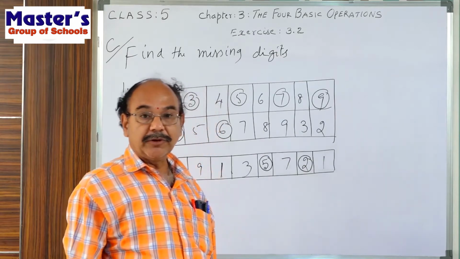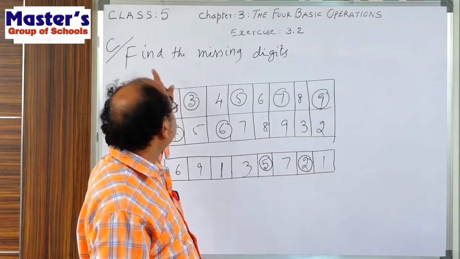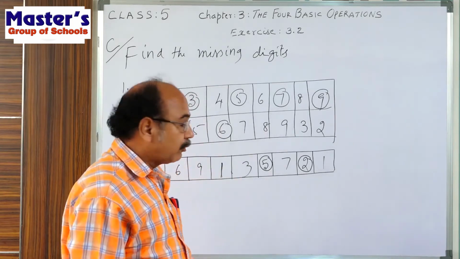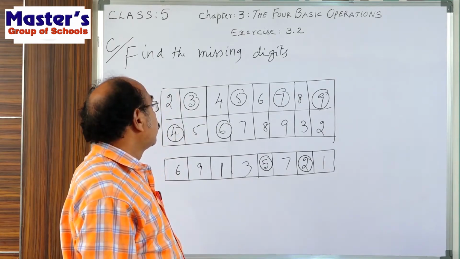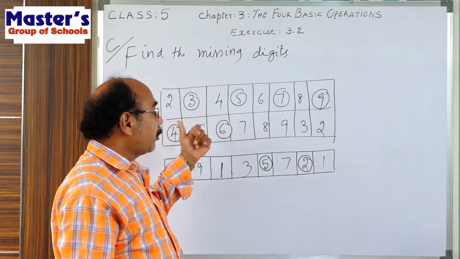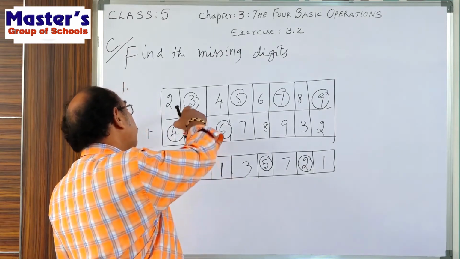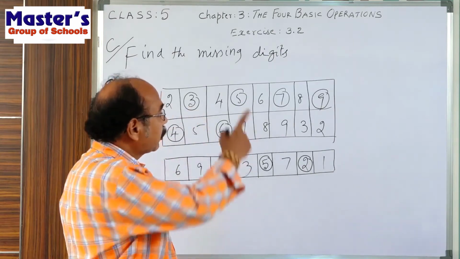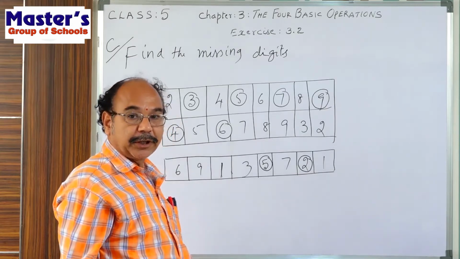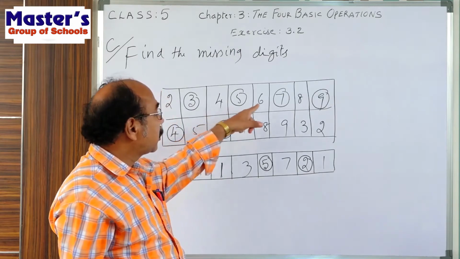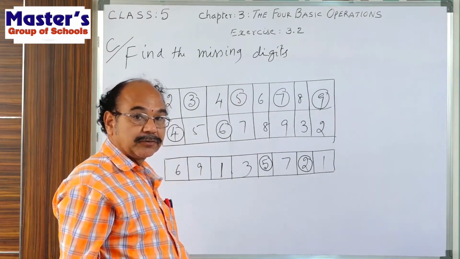Okay, the second one you can do for practice. See the first one. First one is addition problem. In this problem, what are the missing digits? The missing digits I wrote in circle. The circle digits are the missing digits. Try to understand. Okay, I filled the missing digits.